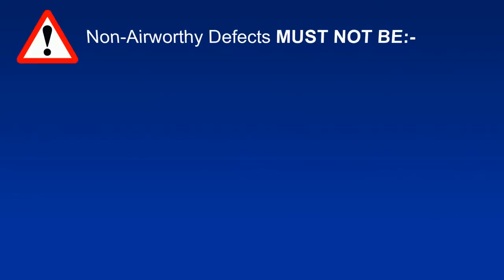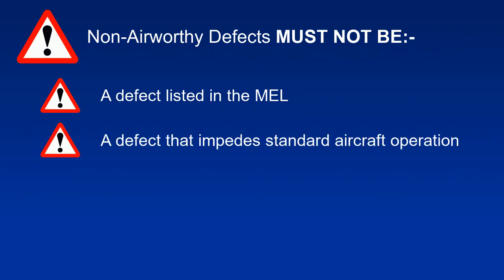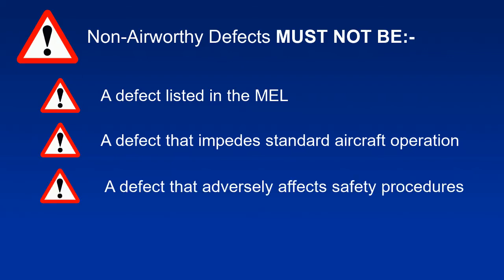In order for a defect to be classified as a non-airworthy defect, it must not fall into any of the following categories. A defect listed in the MEL always takes precedence. A defect that adversely affects the operation of the aircraft, such that standard operating procedures are impeded. For example, when an engine oil pressure reading exceeds the normal range. A defect that adversely affects the safety condition of the aircraft. For example, a structural crack.